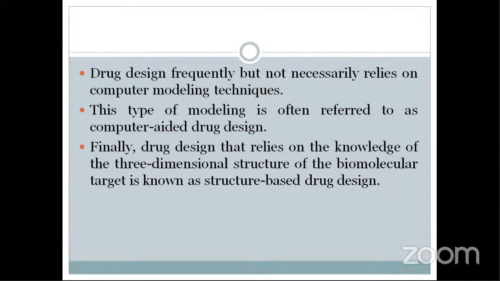This type of modeling is often referred to as computer-aided drug design. Since we are doing it with the help of computers, we call it computer-aided drug design. And finally, drug design relies on the knowledge of the three-dimensional structure of the biomolecular target. So based on the target only, the drug designing process happens.